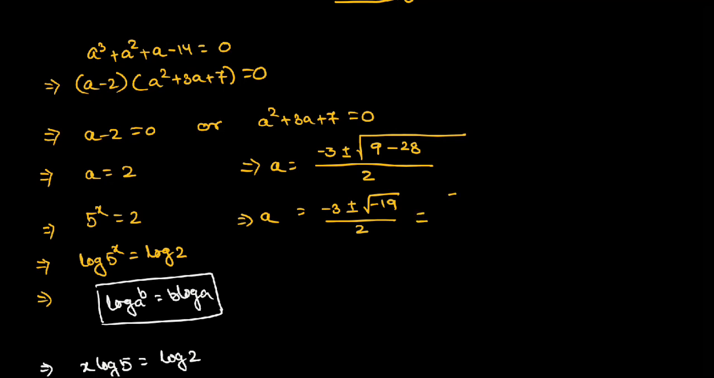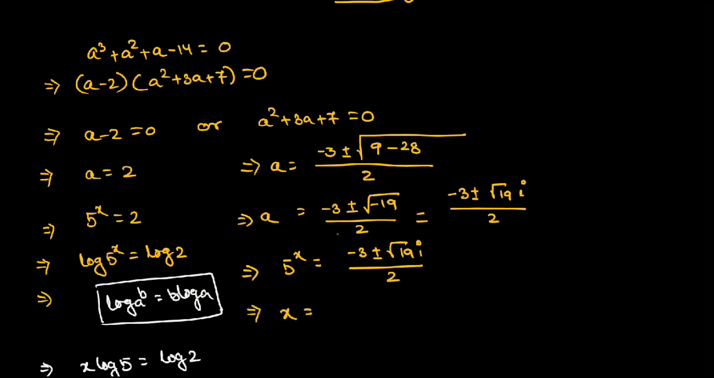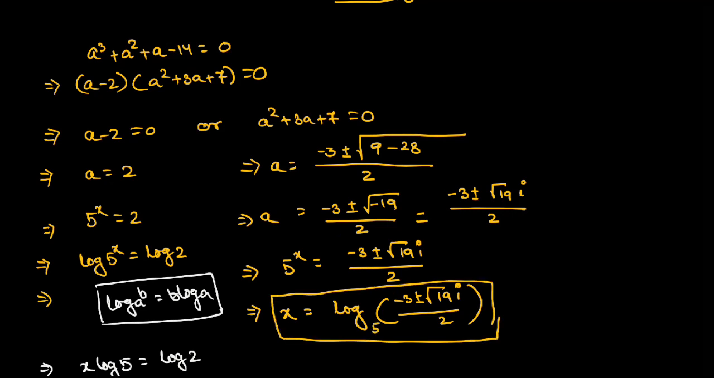This we can write as minus 3 plus minus square root of 19 and square root of minus 1 is equal to i, divided by 2. And we know that a is equal to 5 to the power x is equal to minus 3 plus minus square root of 19 i divided by 2. Putting log on both the sides, we can say that x is equal to log of minus 3 plus minus square root of 19 i divided by 2, and the base is 5 here, and hence this is the complex solution.